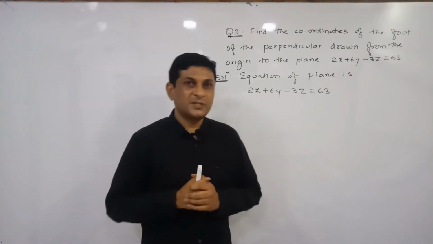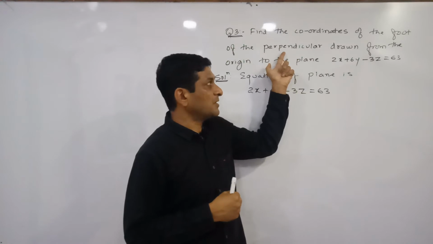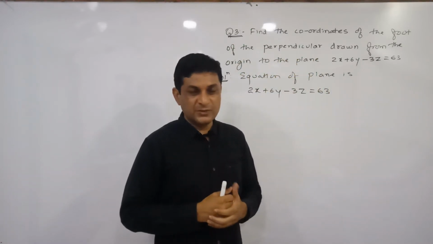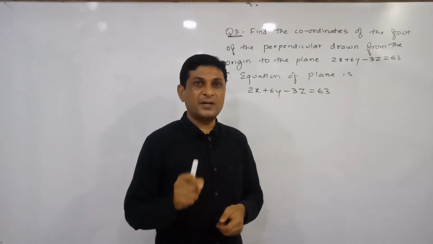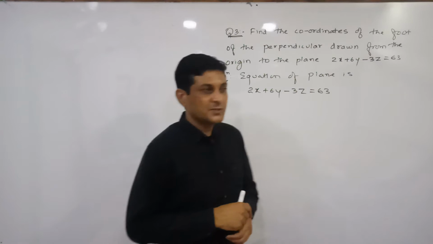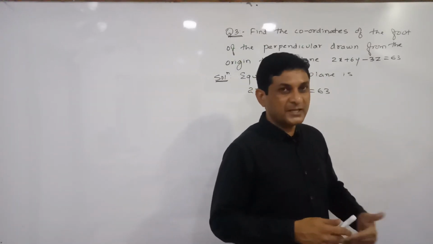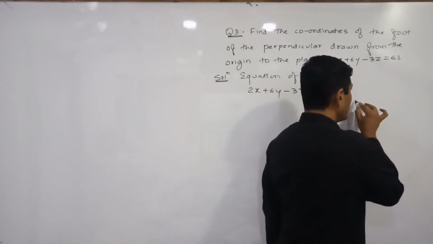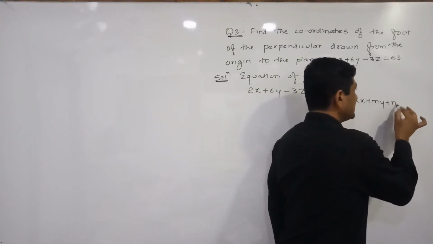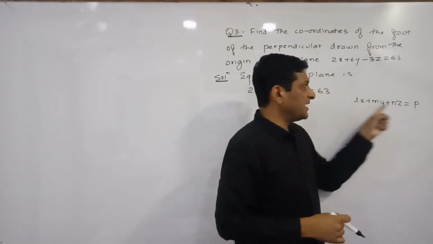See, in this question number 3, the question is to find the coordinates of the foot of the perpendicular drawn from the origin to the plane. The equation of the plane is given to us. Already we have proved one formula for the equation of a plane in normal form. What is that normal form? Lx plus my plus nz is equal to p. This is the equation of a plane in normal form.